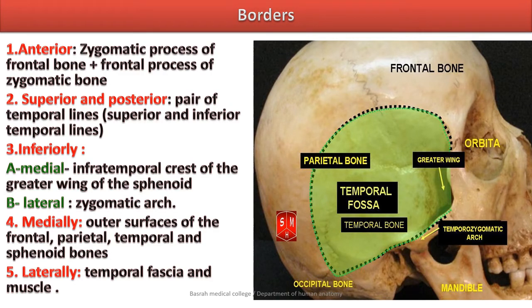The inferior boundary is formed medially by the infratemporal crest of the greater wing of the sphenoid, and laterally is the zygomatic arch, and medial border is formed by the outer surface of the frontal, parietal, temporal and sphenoid bone, and the lateral border is formed by temporal fascia.